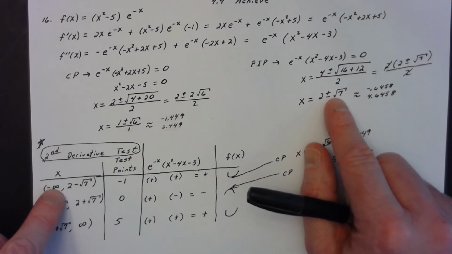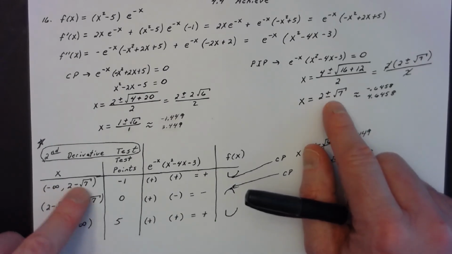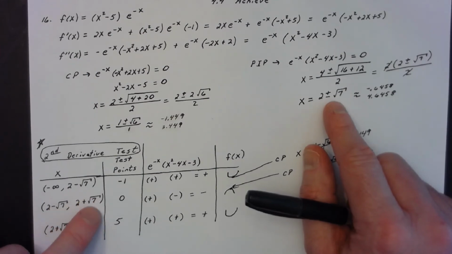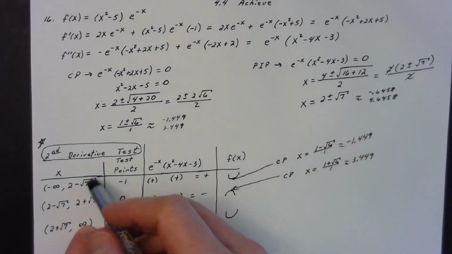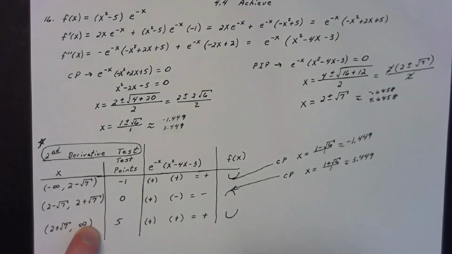So we go from -infinity to the lower one, 2 minus the root of 7, the lower one to the higher one, 2 minus the root of 7 to 2 plus the root of 7, and then the high one, 2 plus the root of 7, all the way to infinity. These set up the test intervals for my second derivative test.